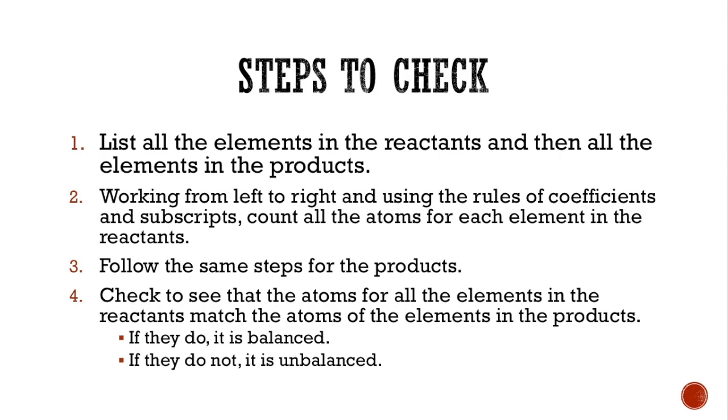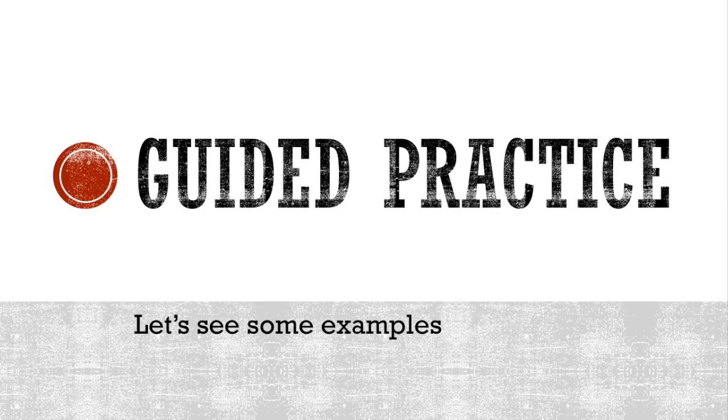Once you've done that on the reactant side, the third step is to follow those same steps for the product side. And then the fourth step is to check to see that the atoms for all the elements in the reactants match the atoms of the elements in the products. If the numbers match on the reactant side and the product side, then it's balanced. If they do not, then that means that the equation is unbalanced and the coefficients aren't correct. I'll show you some examples here that walk you through these steps so that you can see how to determine if a chemical equation is balanced or not.